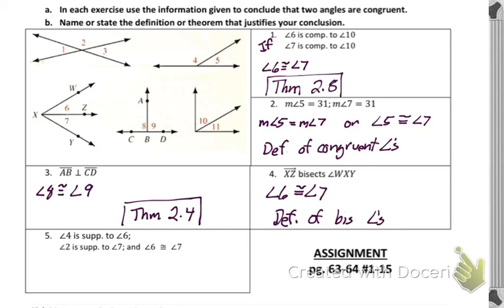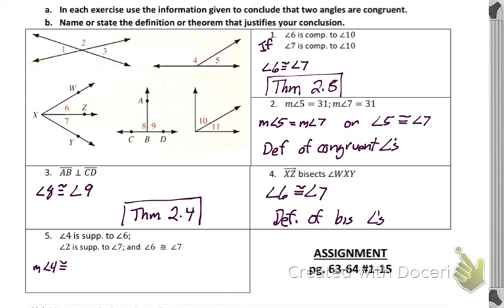All right, our last one says angle 4 is supplementary to angle 6. It says angle 2 is supplementary to angle 7. And it says angle 6 is congruent to angle 7. What two angles are congruent, Grace? You say measure of angle 4 is congruent to measure of angle 7? Like it adds up to 180. Oh, that's true. I'm looking for which ones are congruent, though. Which two angles are congruent?